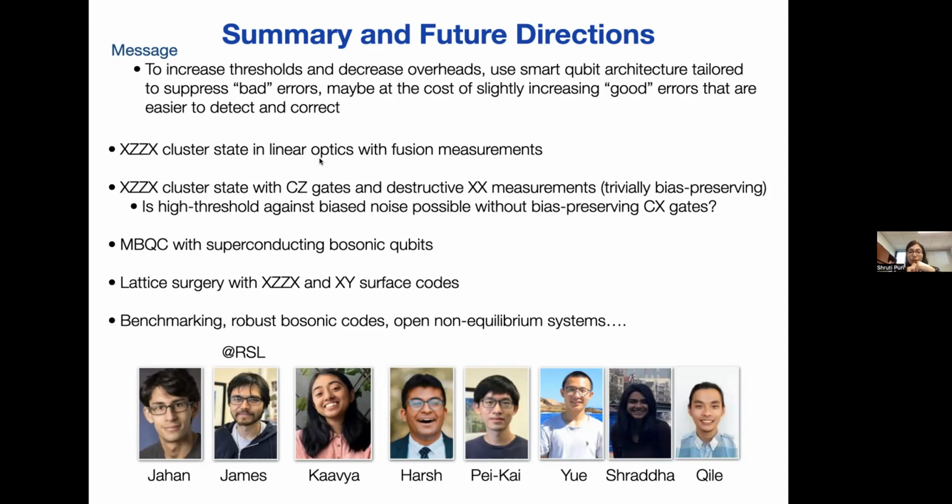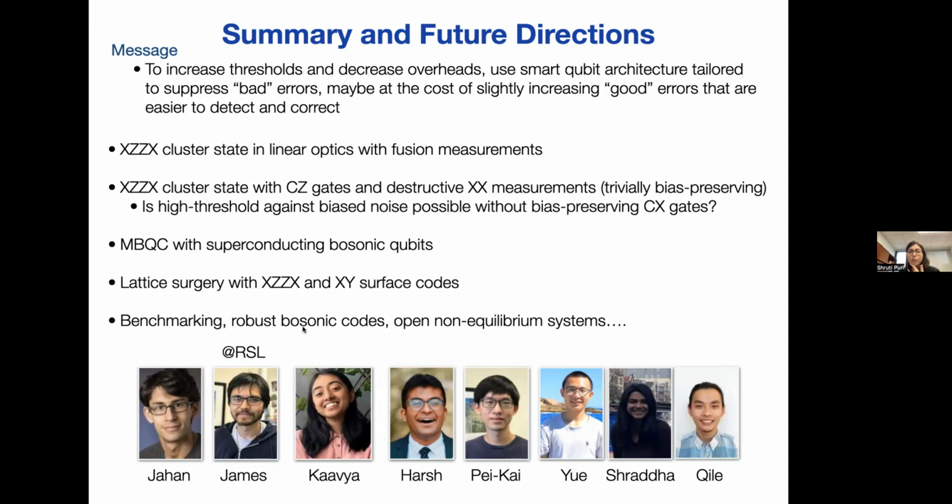This is not possible in circuit-based computing, because in circuit-based computing your qubits are sitting there. You have to continue to do gates on those qubits. But here, you're allowed to destroy some qubits because you have the freedom to add fresh qubits into your system. So if you have, say, a fluxonium, which has bias noise, but you don't have bias preserving CNOT gates in them, and you want to take advantage of the bias, then you should do cluster states, not circuit-based computing.